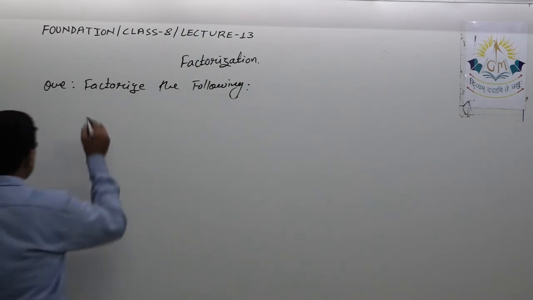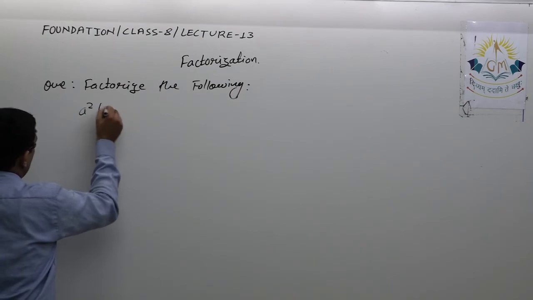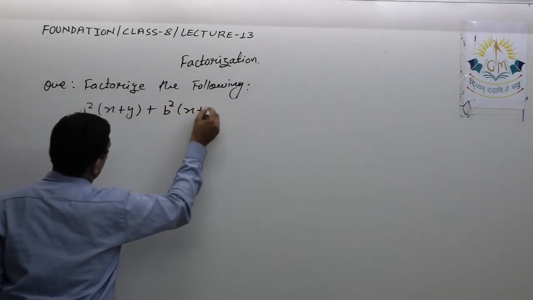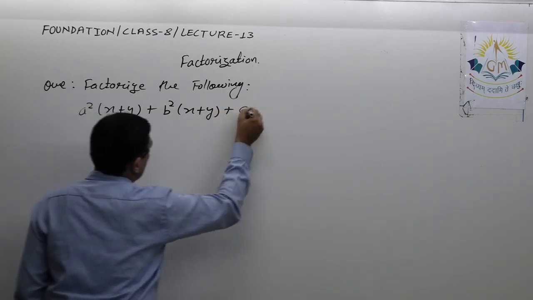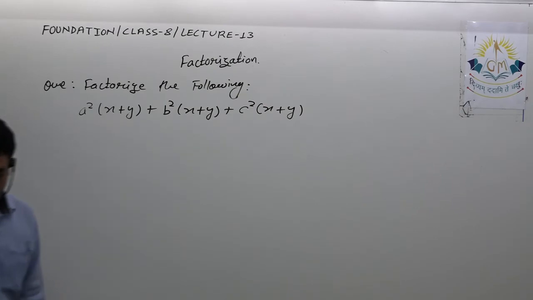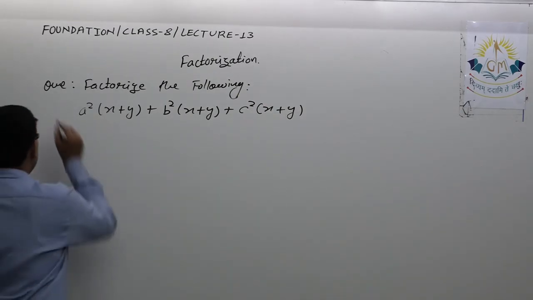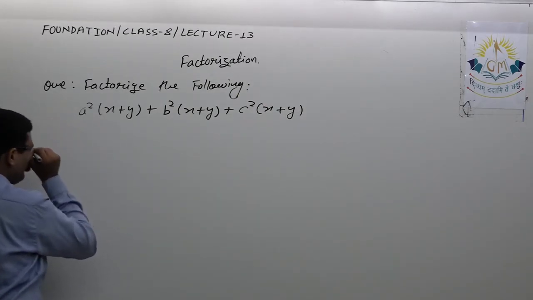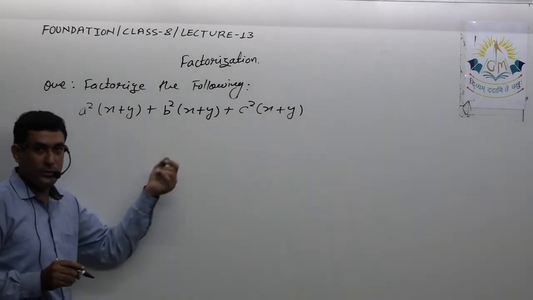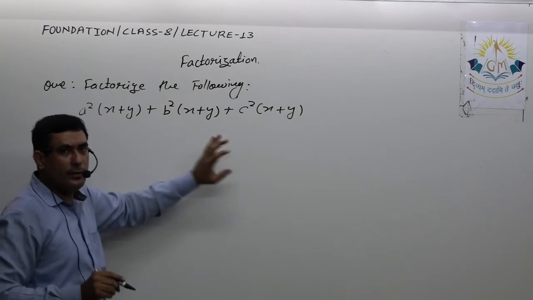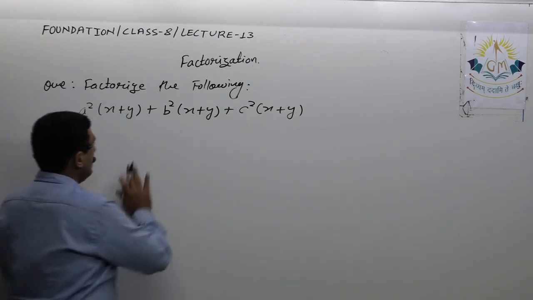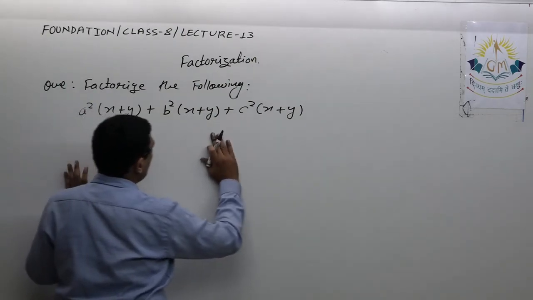a square x plus y plus b square x plus y plus c square x plus y. Okay, so here, the only difference between this question and the previous question is that over there two terms were there, and here there are three terms. Other than that, there is not much difference between these two questions.